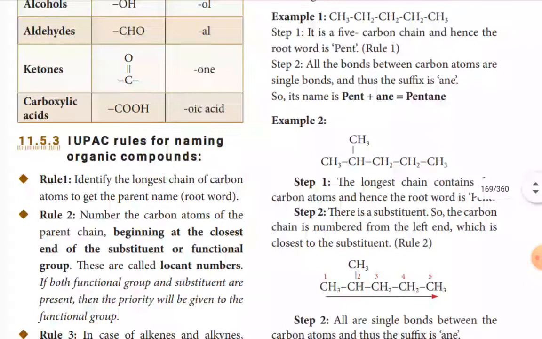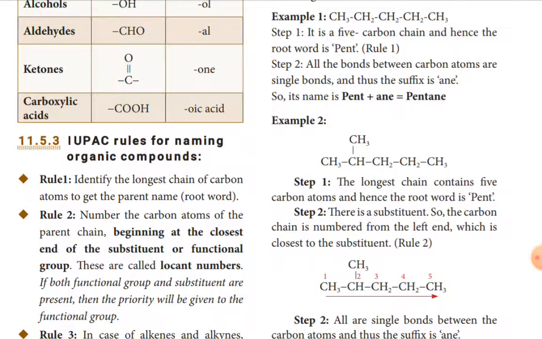Also see the second example. You can take the longest, linear pattern of the carbon skeleton. There are 5 carbons. There is a branch at the second carbon that we have to consider as a substituent. That is called a substituent. Then 5 carbons, so the root word is pent.